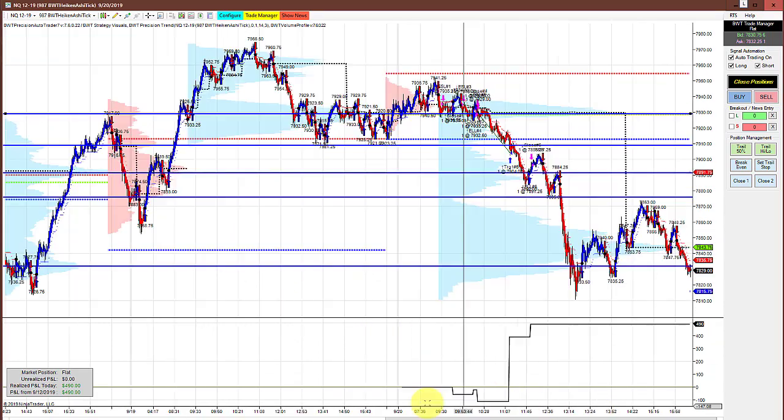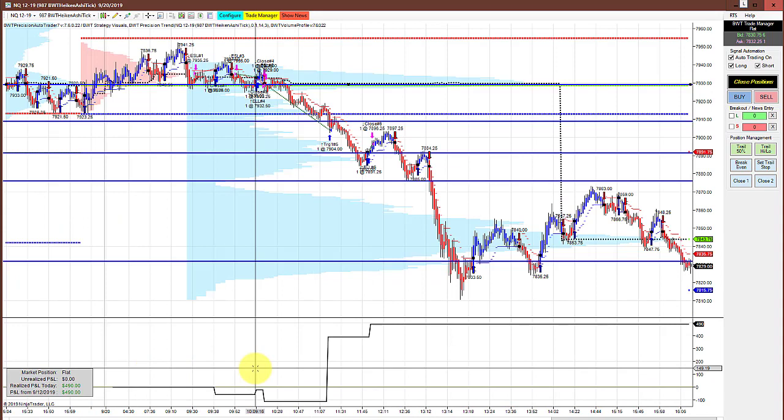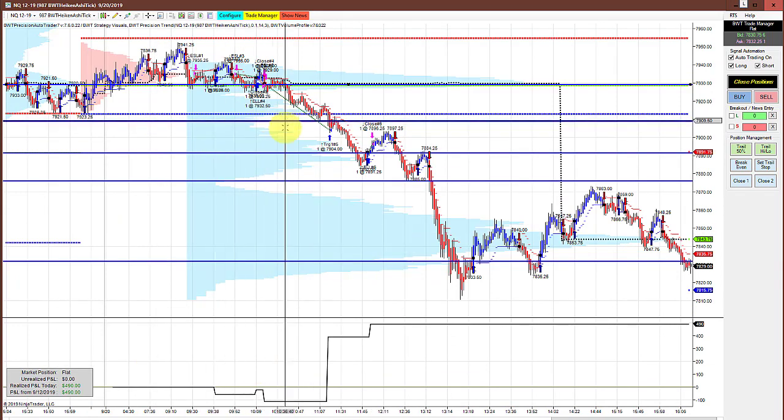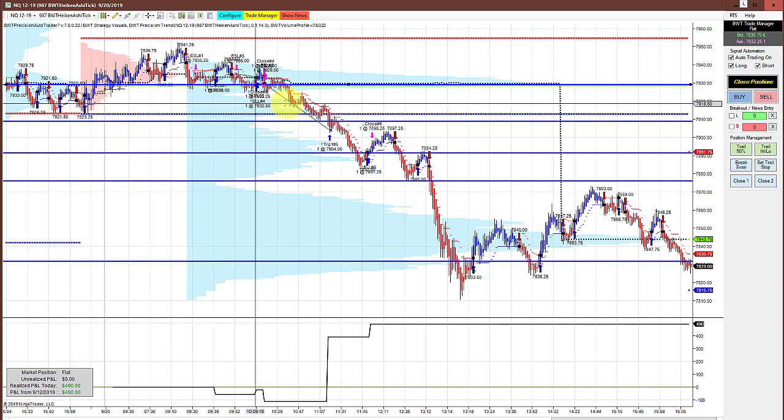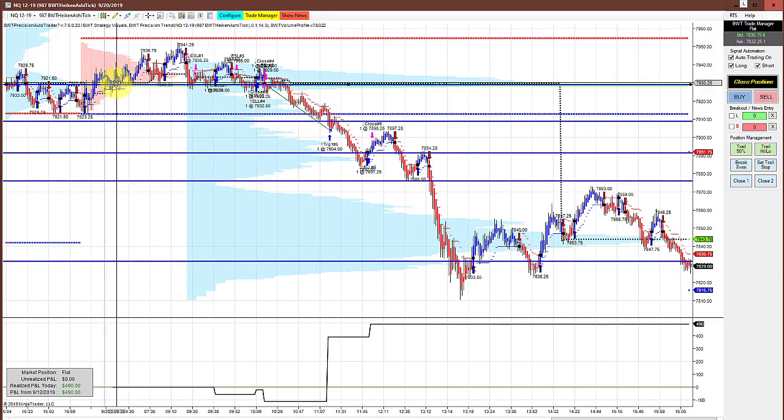Okay, coming back to today, these are all the key levels from really just going back a week, and look how the market respected these levels. This is the high of the value area from a couple of days ago, and then the low of the value area from yesterday, and that was broken here.